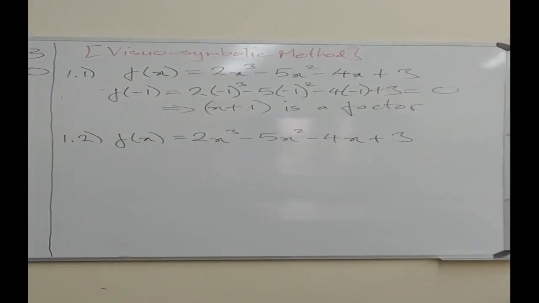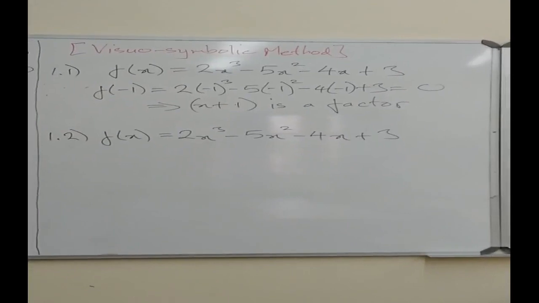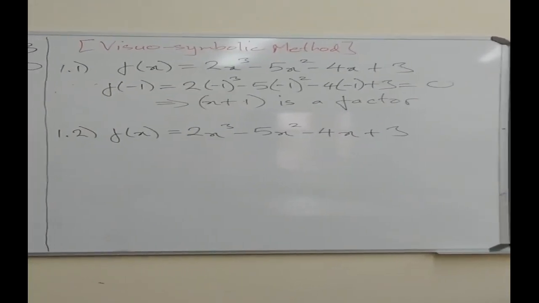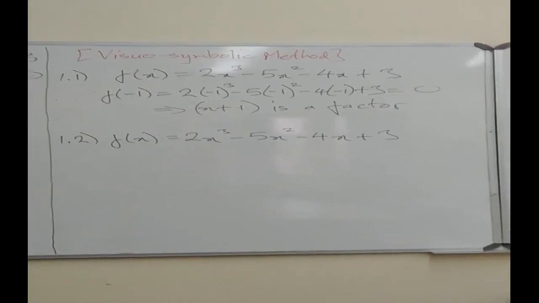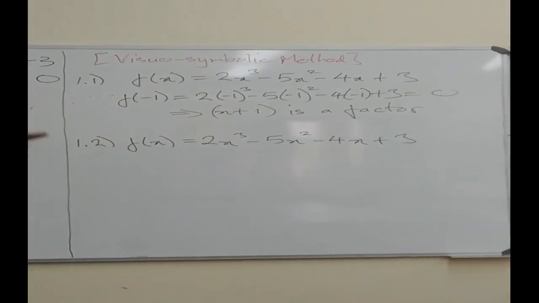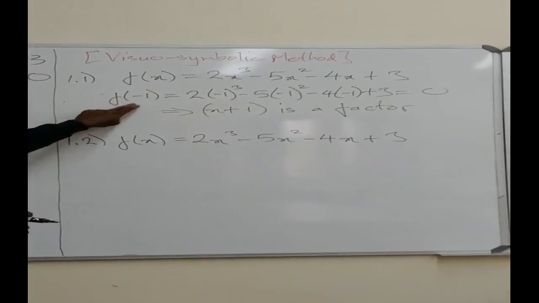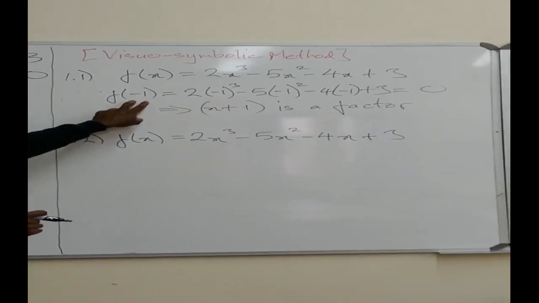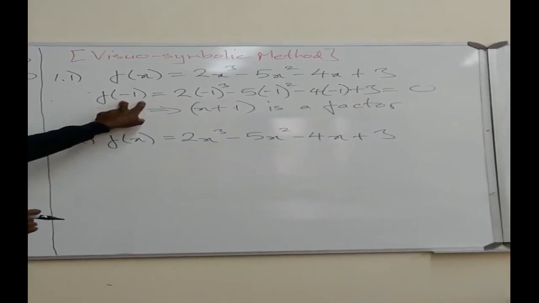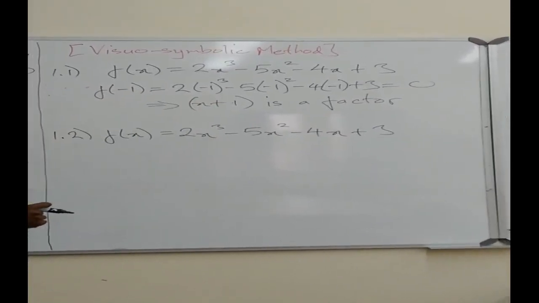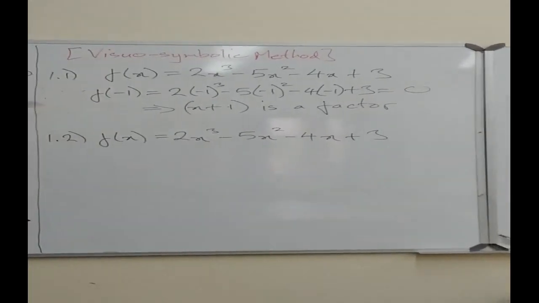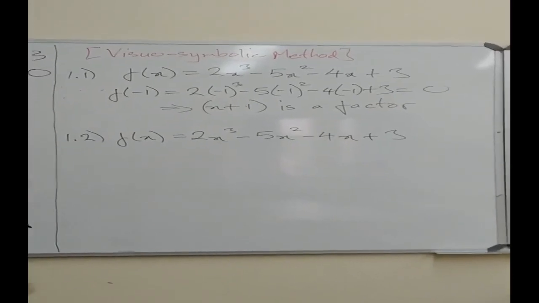So what we have here, with the first part, f of x is equal to 2x cubed minus 5x squared minus 4x plus 3. When you substitute x is equal to minus 1, you'll get f of minus 1 is equal to 0, which implies x plus 1 is a factor, which is similar to the previous method.